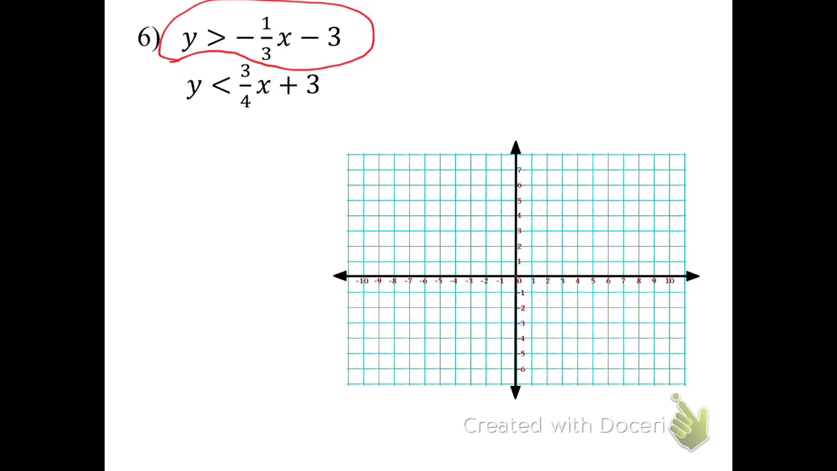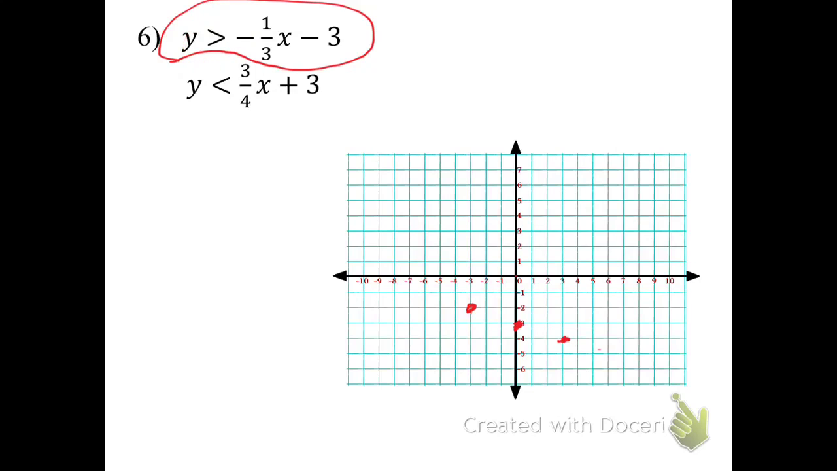So, my y-intercept is -3. Put a point there at -3. It has a slope of -1/3. So from this point I already put down, go down 1, right 3, and you can get another point. Or you can go the other way. Go up 1, left 3, and you'll get another point. So now we know where our line's going to go.